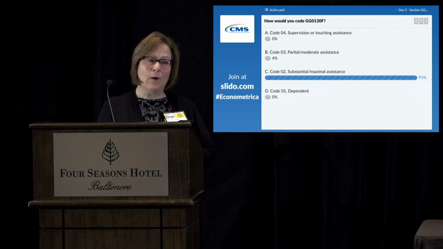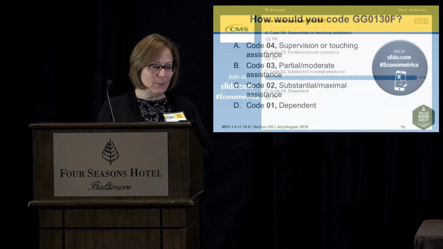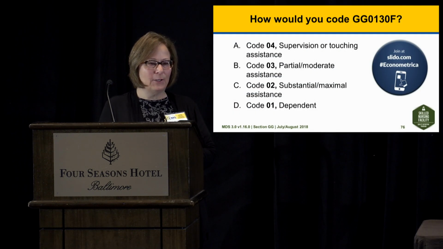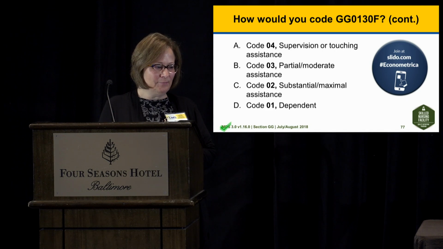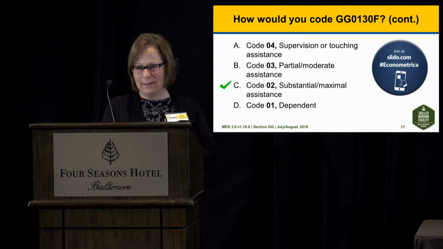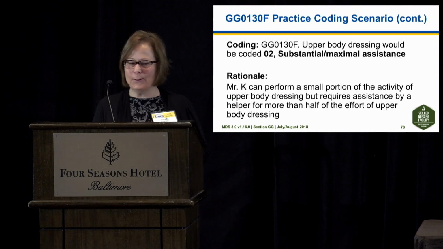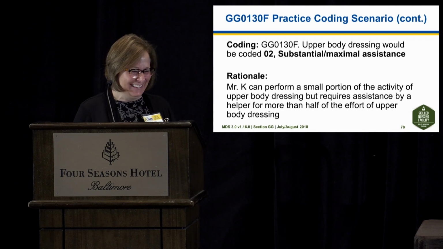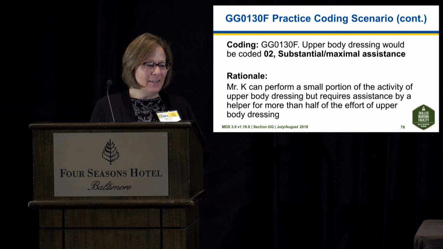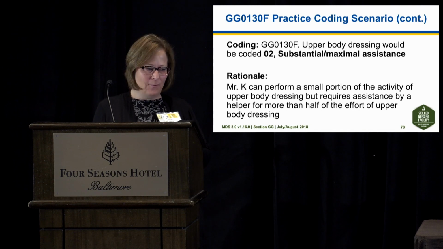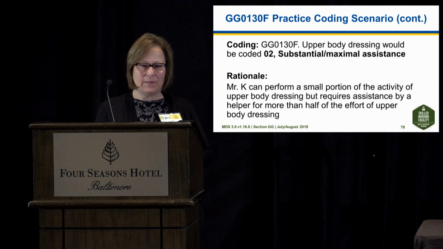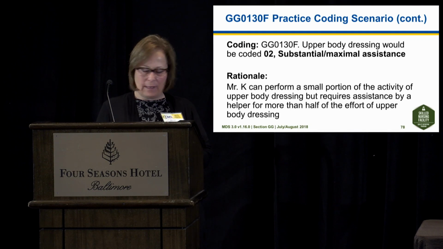The survey is pretty overwhelmingly in favor of coding 02, substantial maximal assistance. Now let's see what the real answer is. Substantial maximal assistance, code 02. We have some great coders in the room and out in webland. And the rationale is, of course, that Mr. K can perform a small portion of the activity in upper body dressing, but requires the assistance of a helper for more than half of the effort of upper body dressing.